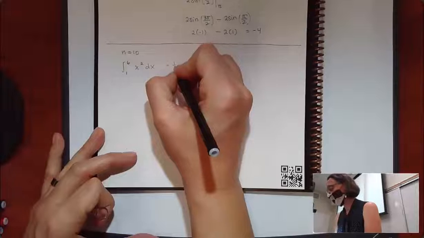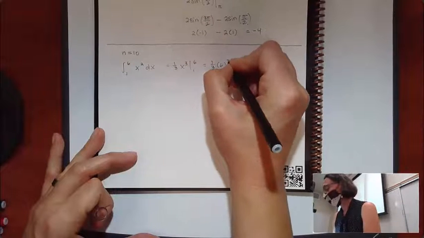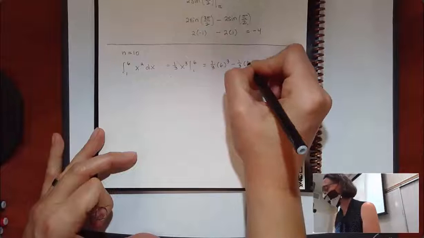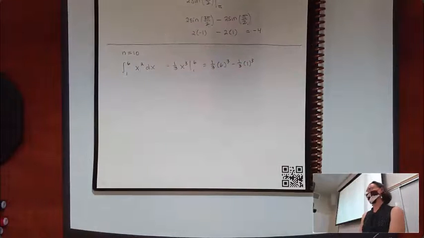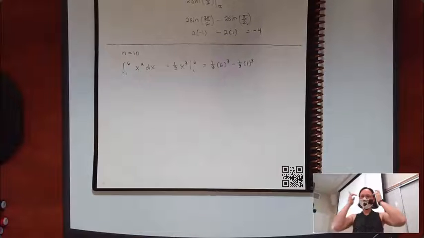I am looking at 1/3 x cubed from 1 to 6. I'm plugging in the 6. I'm subtracting, plugging in the 1. Done. The reason he's doing it is because it's going to be easy for us to plug numbers into. So it's just about practice and getting used to the formula.